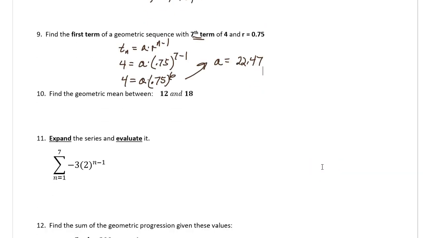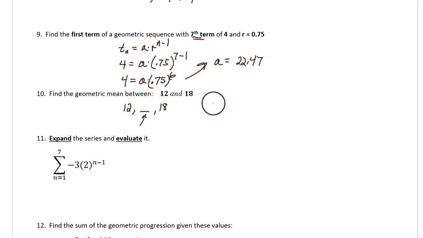Number 10, find the geometric mean between 12 and 18. So if there was a geometric sequence with 3 numbers and 12 was the first and 18 was the last, we're looking for the number here. But don't confuse this with arithmetic mean. We're not looking for the straight average where you add these together and divide by 2.